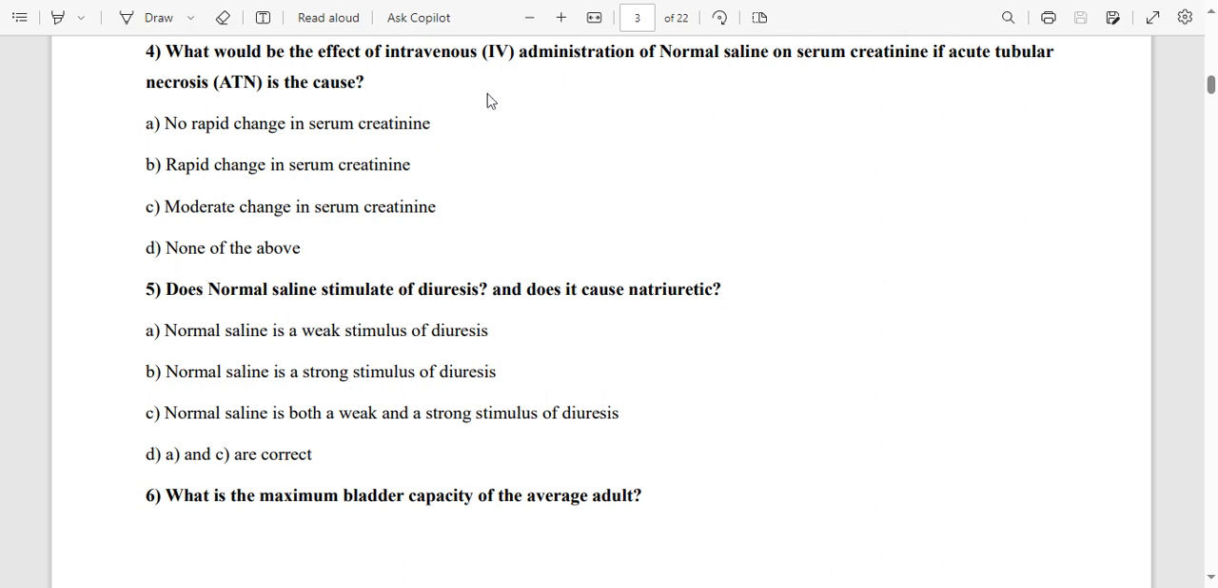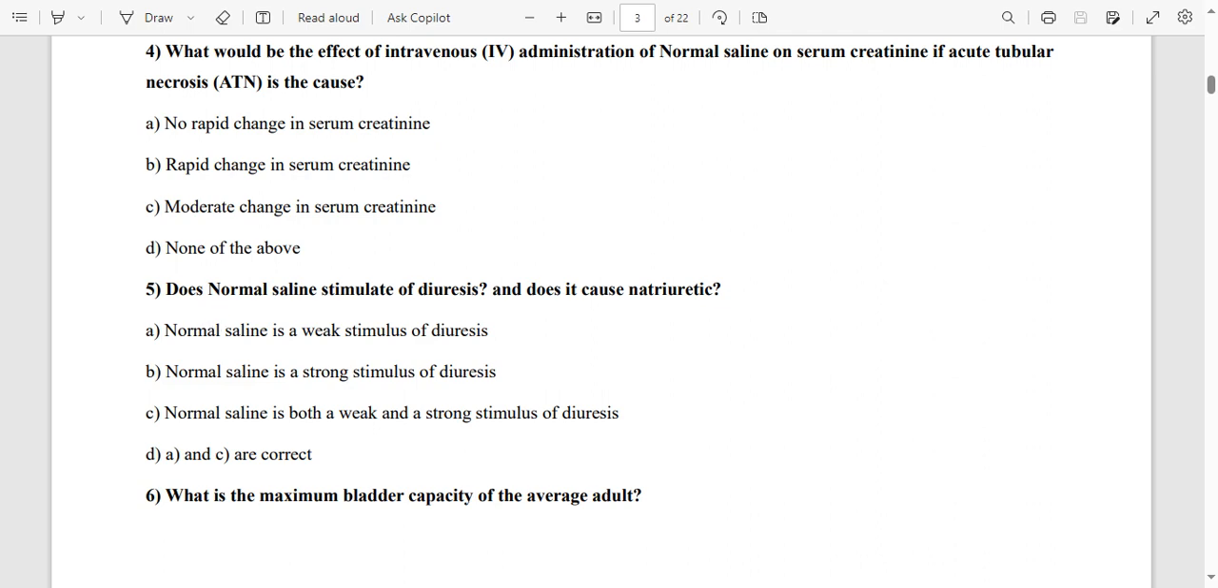Here there is not going to be any rapid change in serum creatinine. Of course, there's going to be a bit of change in the creatinine that is in the blood, but the change is not going to be that high. So there's not going to be any rapid change in serum creatinine.